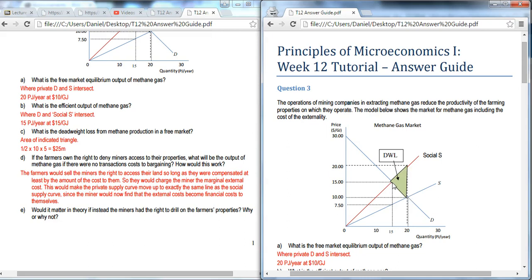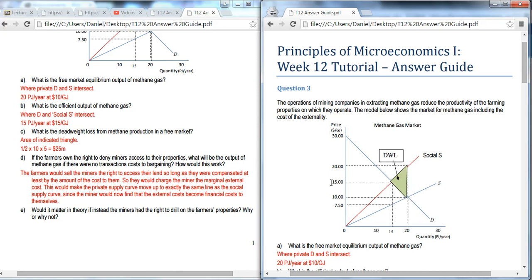So the dead weight loss is going to be that triangle formed between 20 petajoules a year, being the free market equilibrium quantity, and 15 petajoules a year, being the socially efficient quantity, and the difference between the social supply curve and the demand curve. So it's this top triangle here, obvious when you can see it, but make sure you don't have the bottom triangle there. It's not that.